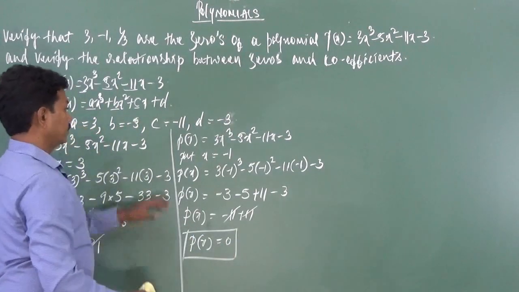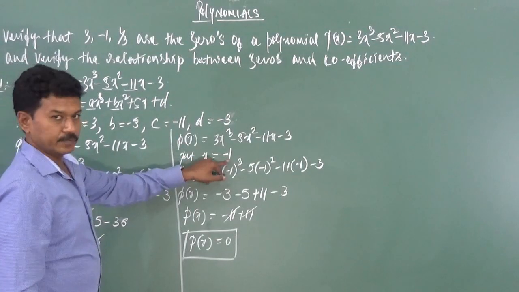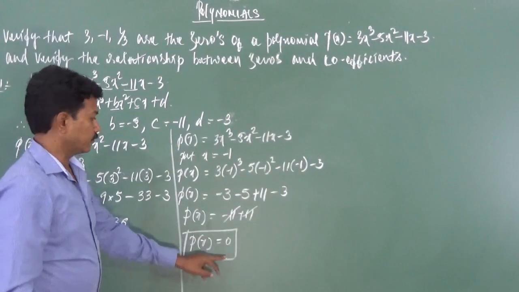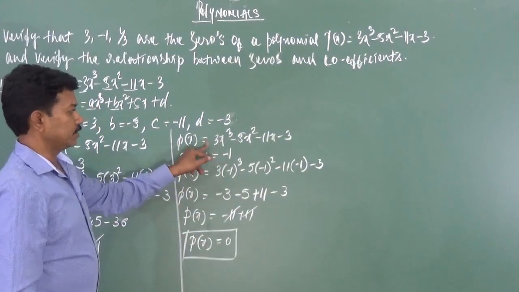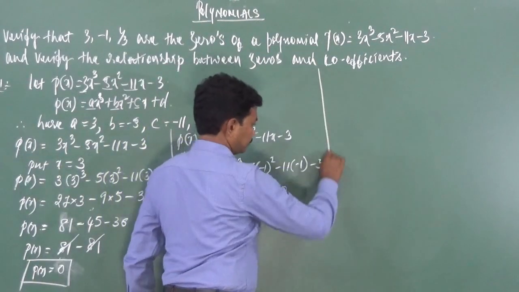So for this polynomial P of x, when I substitute the value of x is equal to minus 1, then the value of the polynomial becomes equal to 0. Therefore, minus 1 is the zero of this polynomial. So let's check the other one.